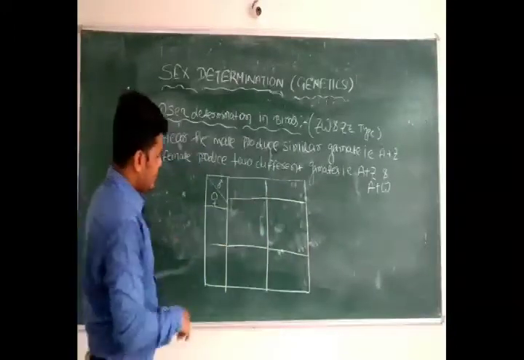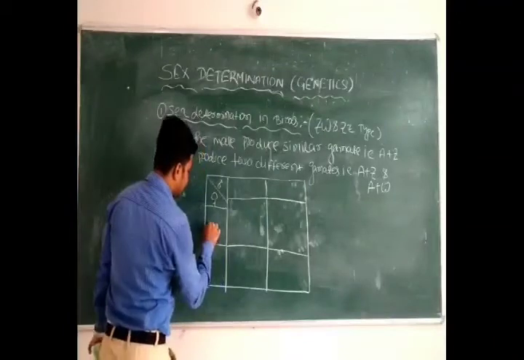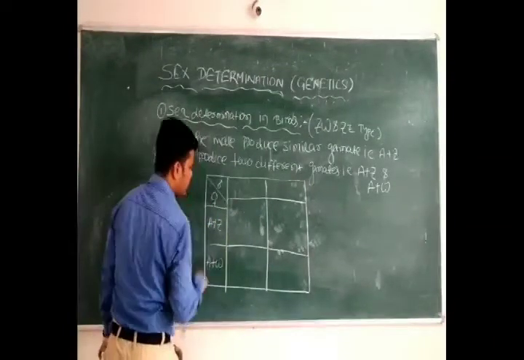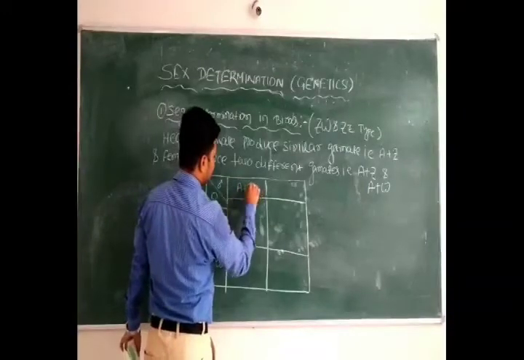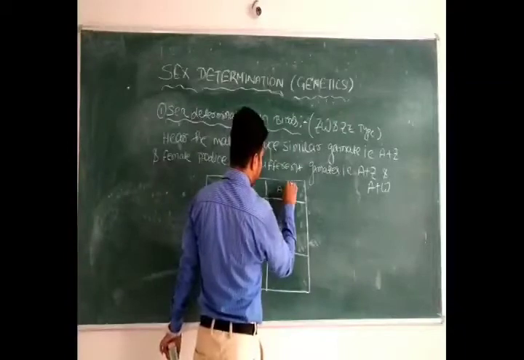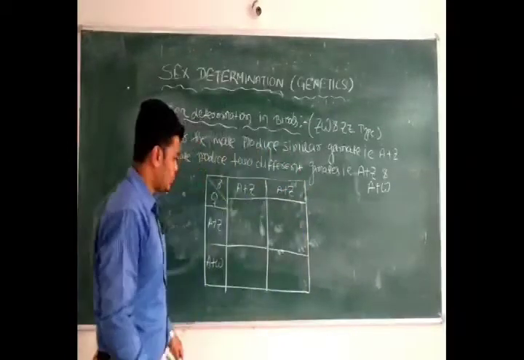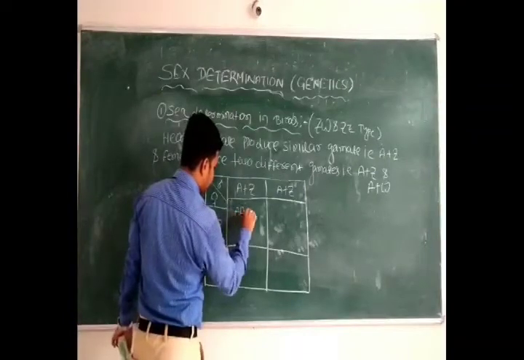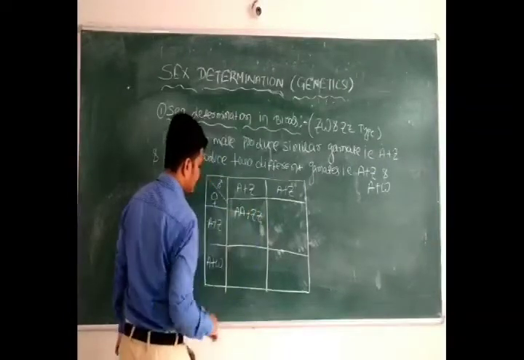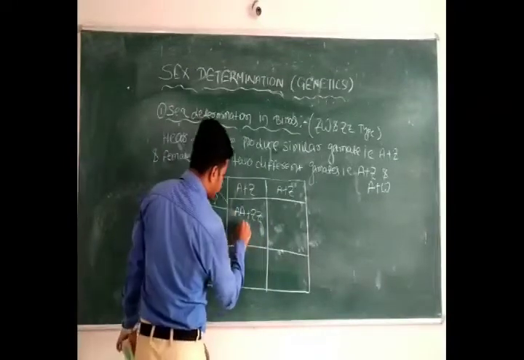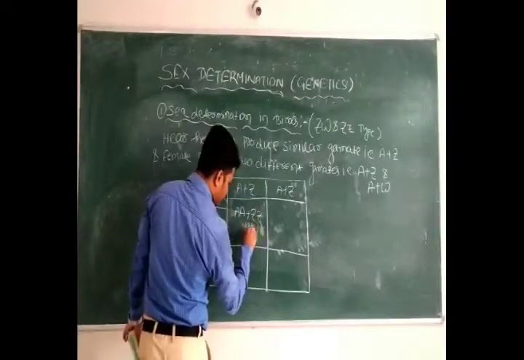Here we take the female, that is A plus Z and A plus W, while the male are homogametic in nature, carrying A plus Z and A plus Z chromosomes, so there will be a possibility of AA plus ZZ, that is homogametic, which means here the male are produced.